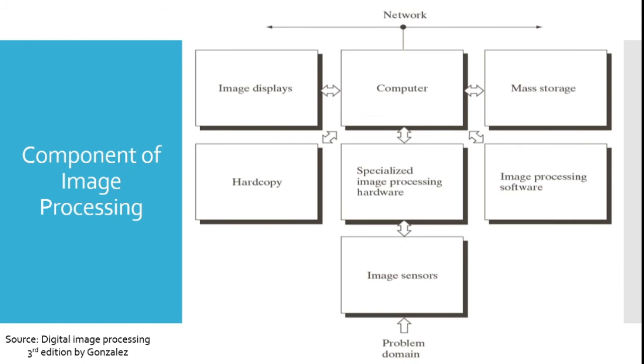Next is the components of image processing. We can find a total of 7 components: image display, computer, mass storage, hard copy, specialized image processing hardware, image processing software, image sensor, as well as the problem domain. All of these make up the image processing components, working simultaneously to perform or identify an image process.